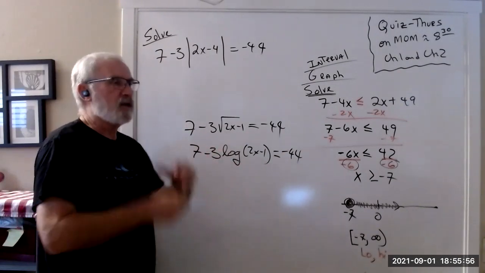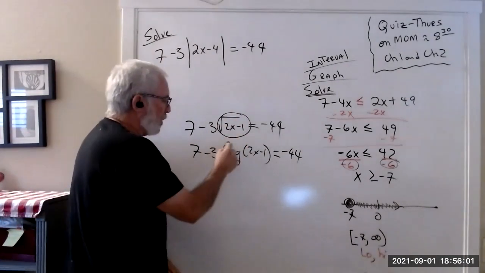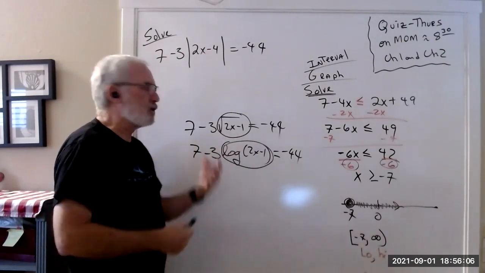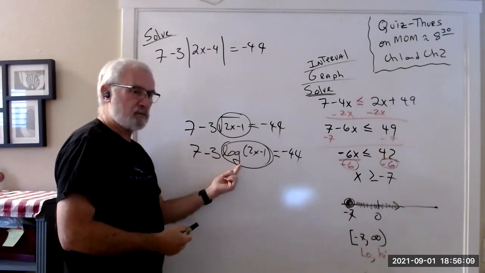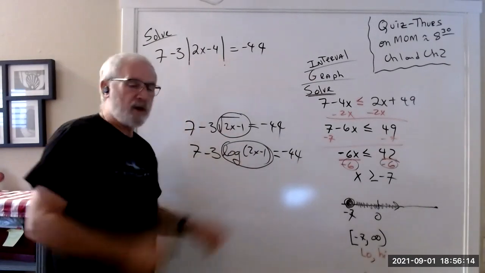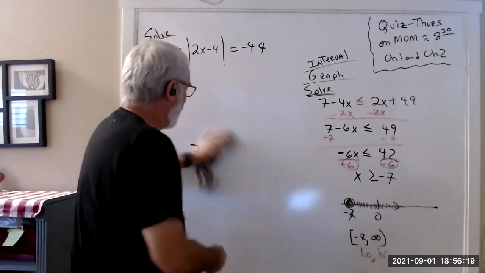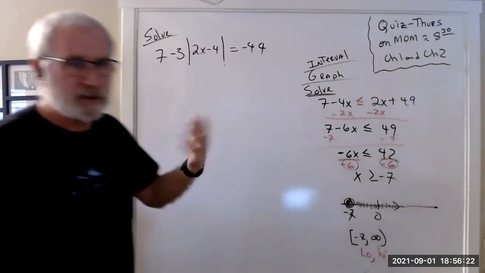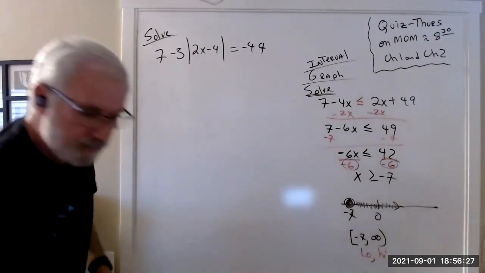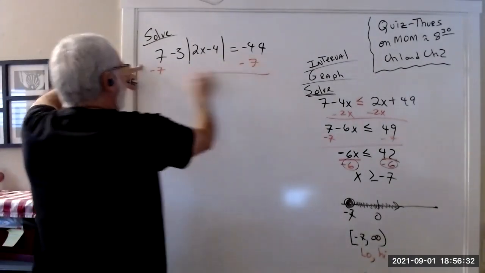Don't worry about it. Anything weird, the first step is always get the weird part by itself. Always isolate the weird part, the square root, the log, or the absolute value. Okay, always isolate it. Get the weird stuff by itself. By the way, we'll be doing problems like that later this semester. So I want to get the absolute value by itself. In order to do that, I first need to get rid of 7. So I subtract 7 from both sides.